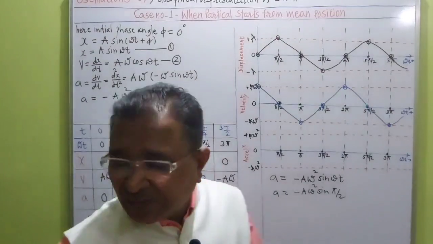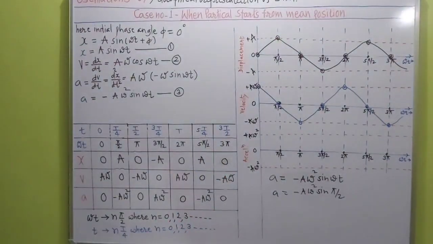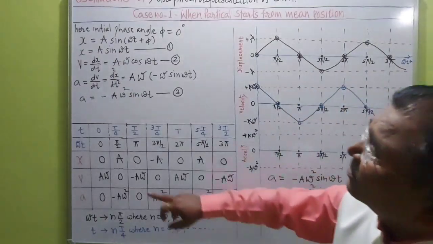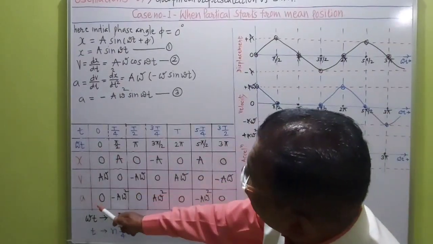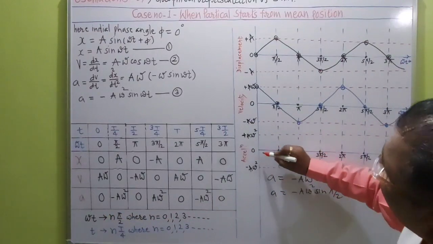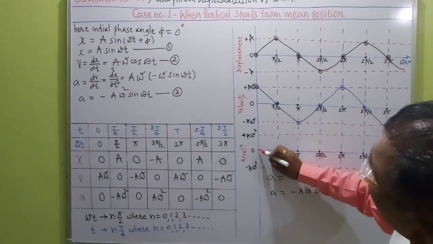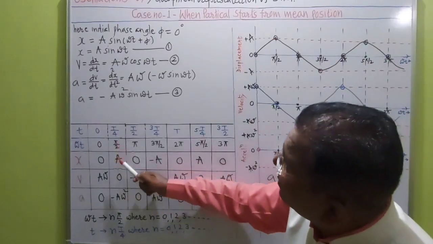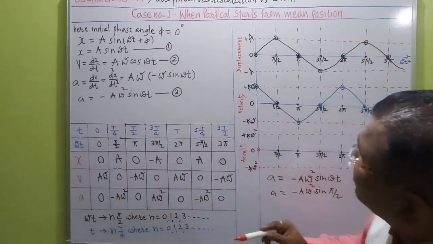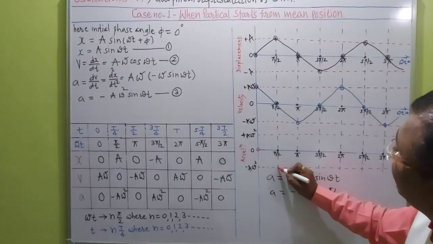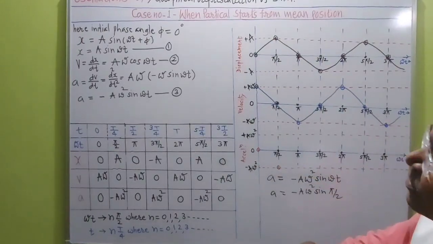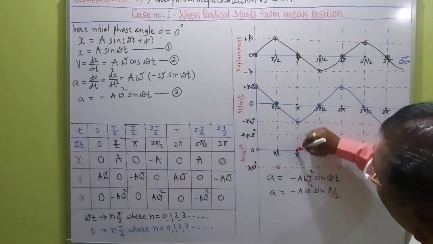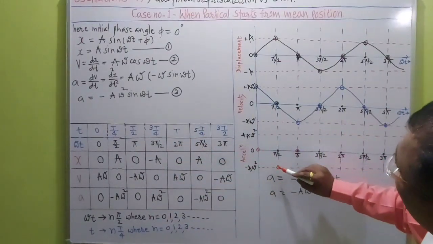Now we will change the pen color. Now the acceleration. At omega t is equal to 0, acceleration is 0. Here is the next one. When omega t is equal to pi by 2, acceleration is minus A omega square. We get a point here like this. When omega t is equal to pi, we get acceleration 0. The point is here.